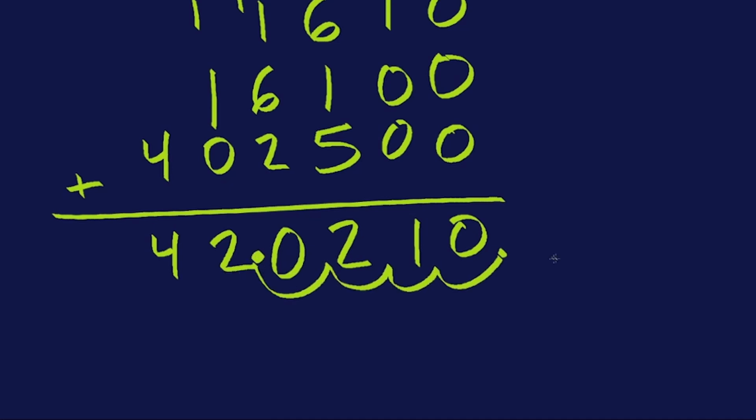Let's confirm it. Our estimating said it should be about 40. So I'm going to rewrite it. 42. Now we can drop this last 0 because we're not counting off of it. So 42 and 21 thousandths, or 42.021. We did it. I'm so proud of you.